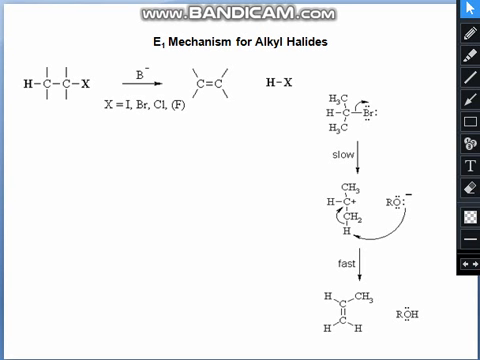This is the rate determining step. It is a slow step. Then the second step in this is an acid-base reaction, deprotonation by a base. Here we can see an alkoxide ion removing a proton from a carbon atom adjacent to the carbocation center, leading to the creation of the carbon-carbon double bond.